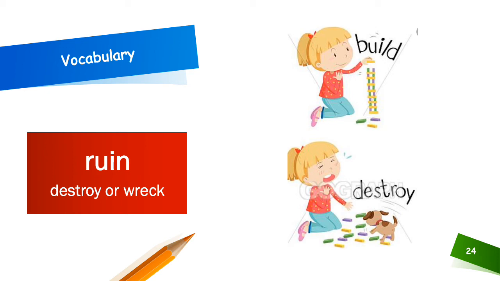Our next word is ruin. Say ruin. Ruin means to destroy or wreck. Let's look at this picture. In the first picture, the girl is building something. It looks like she's building a tower with blocks. Then it looks like her dog came over and knocked it down. He destroyed her tower. He ruined her tower.